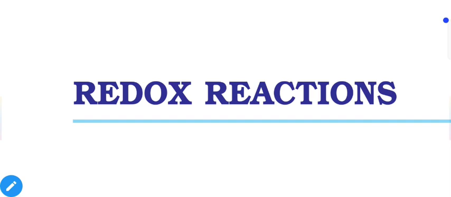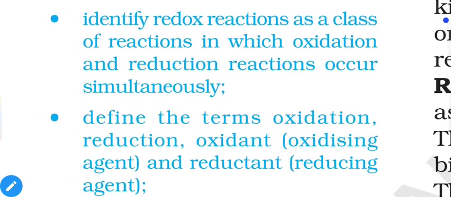We will discuss what is oxidation, what is reduction, and we will learn how to balance chemical reactions using some methods. The objective of our unit will be to identify redox reaction as a class of reaction in which oxidation and reduction reactions occur simultaneously. Oxidation and reduction cannot occur separately. If oxidation is occurring in a reaction, then there must be some reduction, and similarly, if a reduction is occurring, then there must be some oxidation.